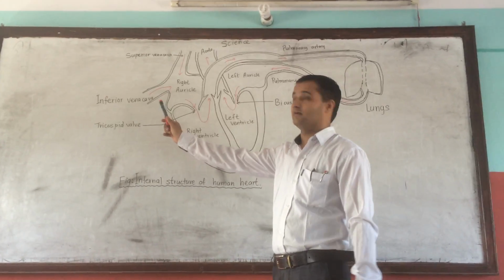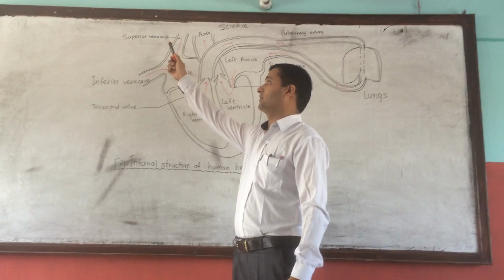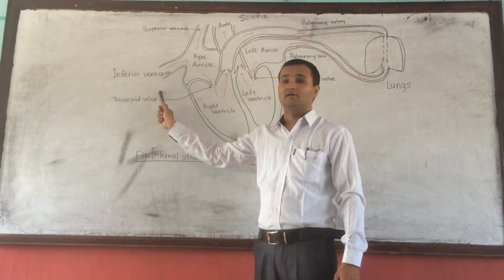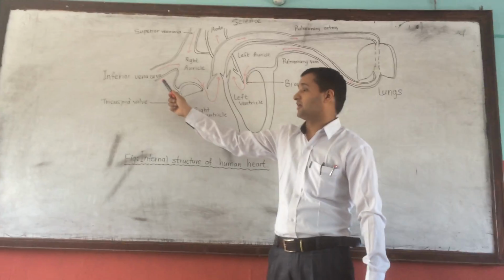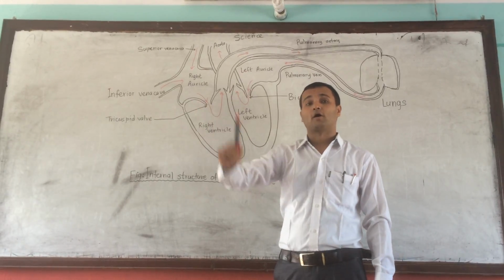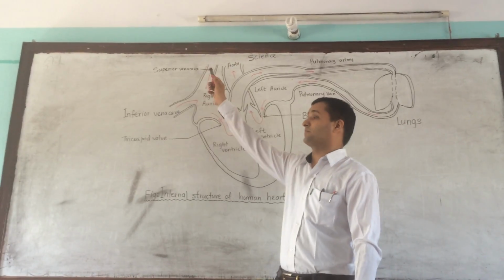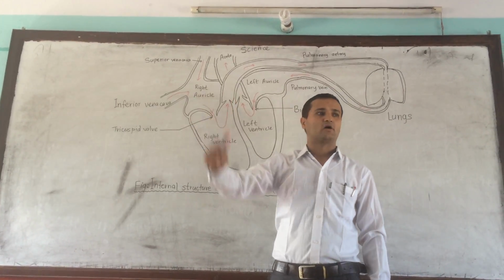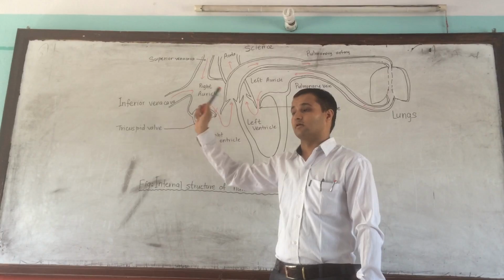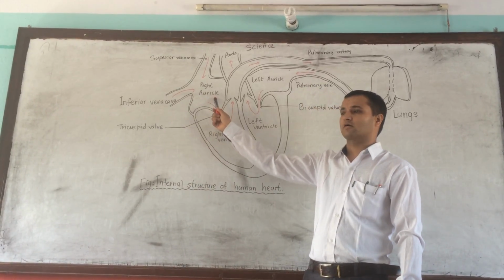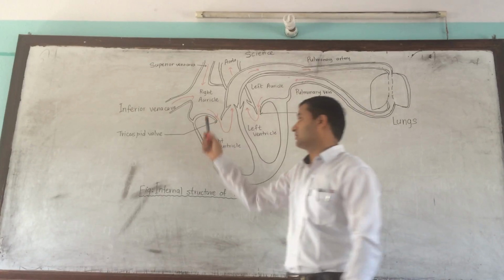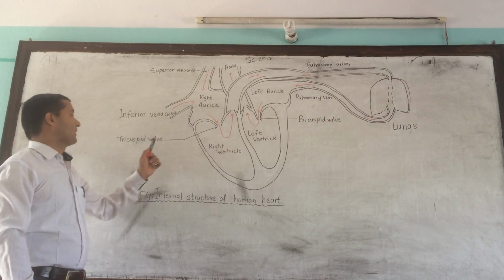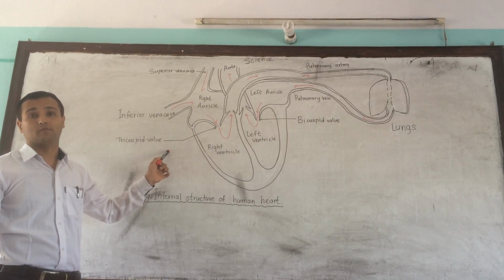See further, you can see that we have 2 openings called superior vena cava and inferior vena cava. Are you looking or not? Yes. Through these 2 vena cava, the impure blood is collected in the right auricle. First of all, the impure blood is collected at the right auricle. Then the same impure blood, called deoxygenated blood, is further pumped to the right ventricle by a valve known as the tricuspid valve.